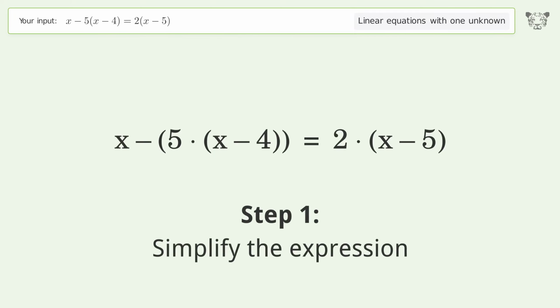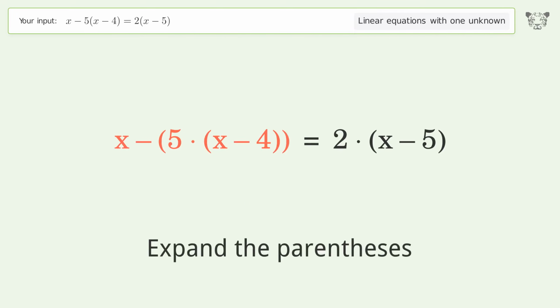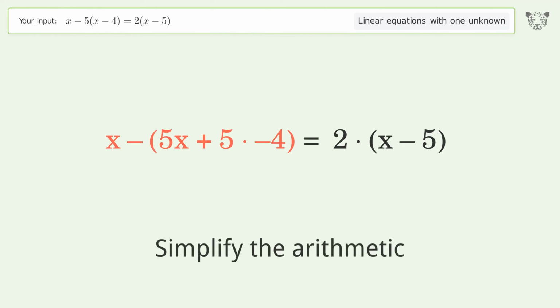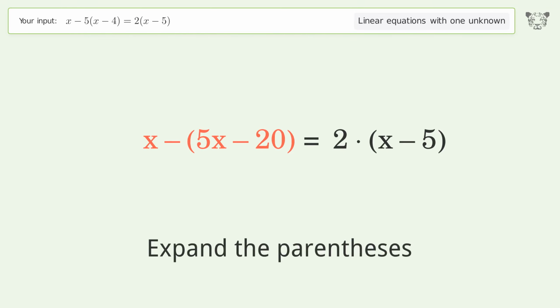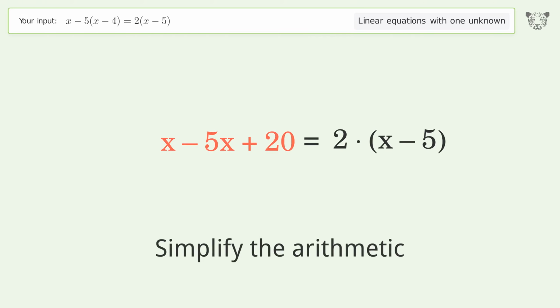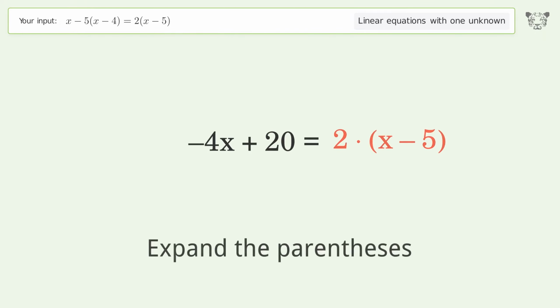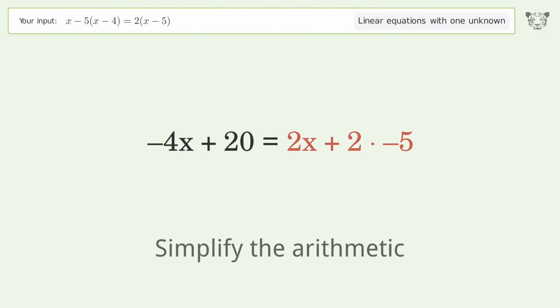Simplify the expression. Expand the parentheses. Simplify the arithmetic. Expand the parentheses. Simplify the arithmetic. Expand the parentheses. Simplify the arithmetic.